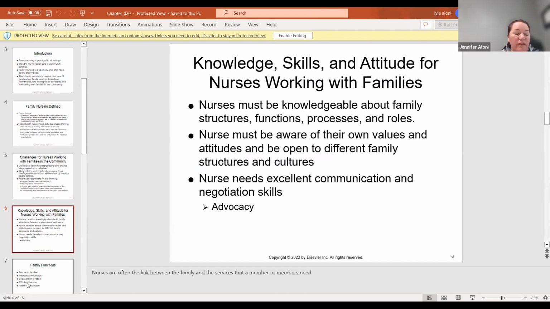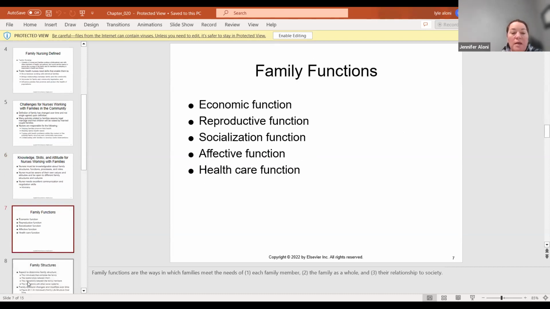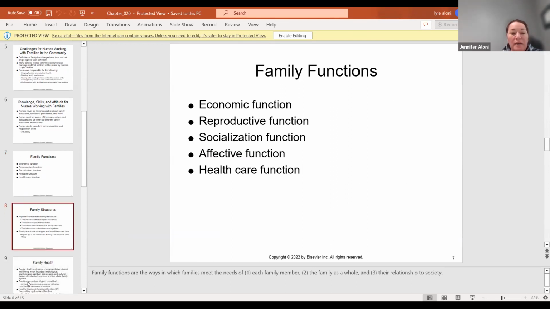When we look at our family functions, there are many different functions of the family. We have economic, reproductive, socialization, affective, which is our feeling function, and our healthcare function. So make sure we're looking at our families with each family member, the family as a whole, and then how they relate to society.